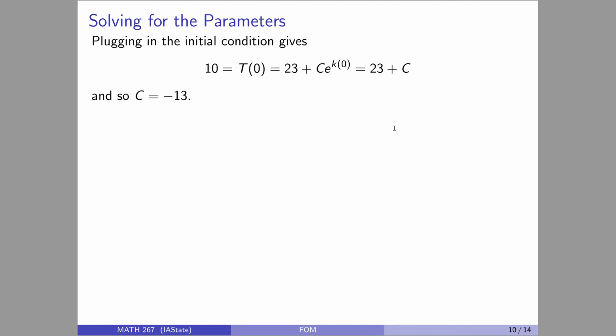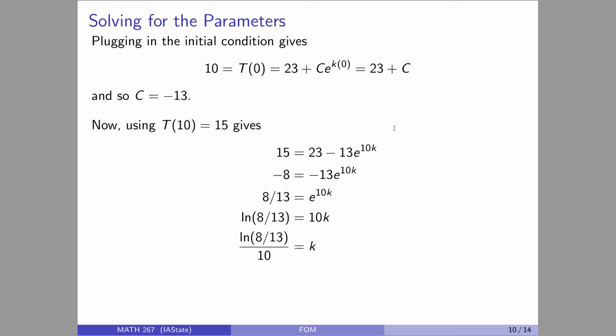All right, so let's plug that stuff in. If you plug in the initial condition T(0) = 10, we get this, and solve for c. C is negative 13. Now, using T(10) = 15 allows us to solve for k. So plug all of that in. Note that I've updated my information: I know c is equal to negative 13. And we solve for k, and k is not exactly the most friendly thing in the world, but we got an answer. That's good, and so we can update the model, and there we go.